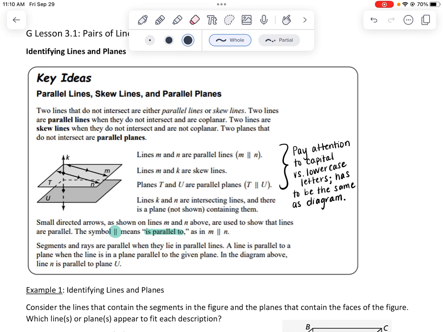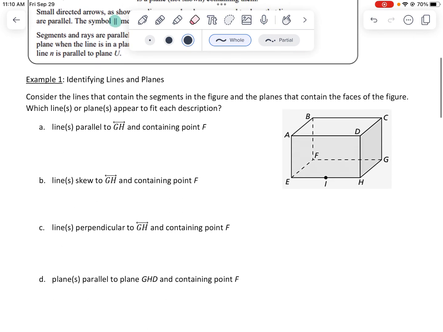And then lastly, you can see highlighted in the teal color or green, two vertical lines stands for "is parallel to." So for example, M is parallel to N. Those are referring to the lines, and that's the notation. There is no notation for skew lines, so we write "skew lines." Okay, let's go ahead and jump in.